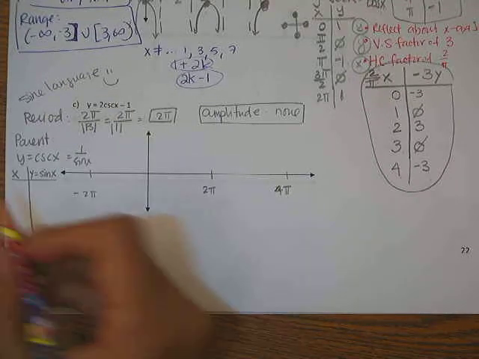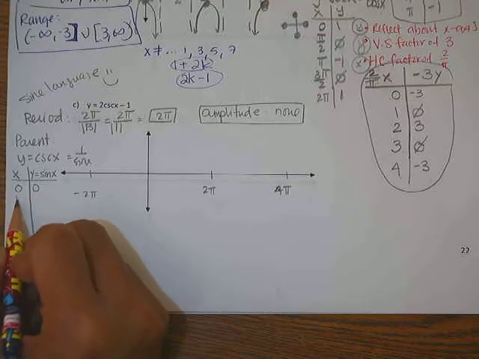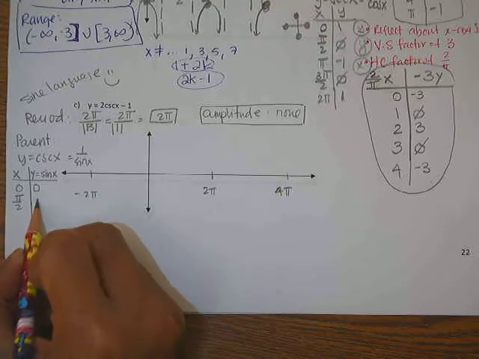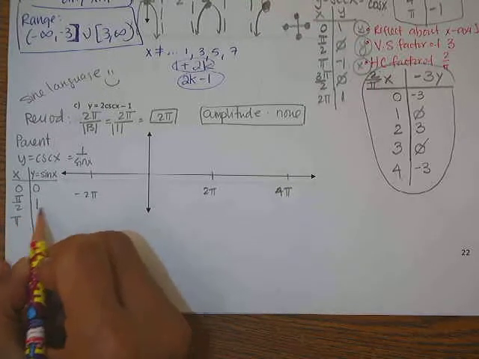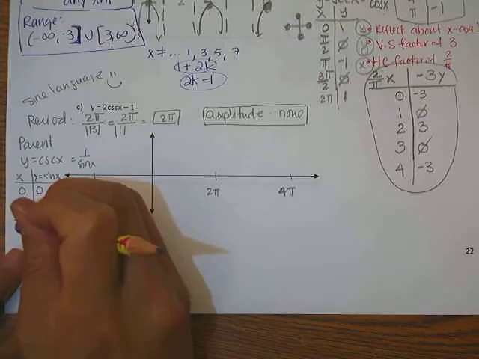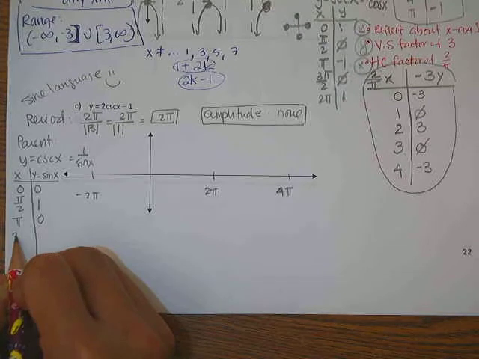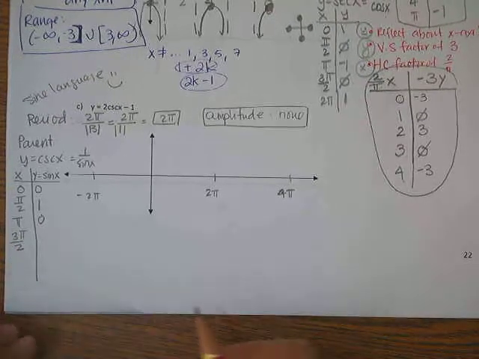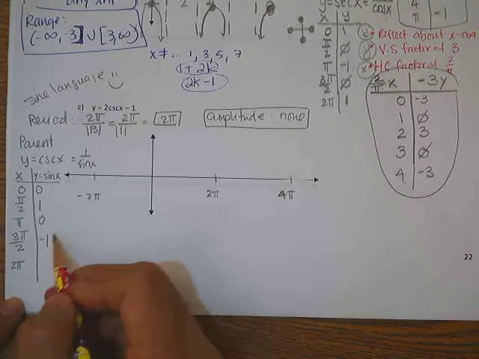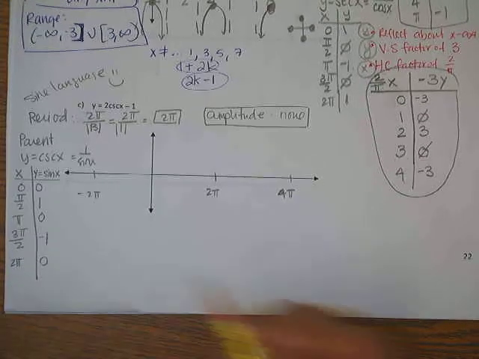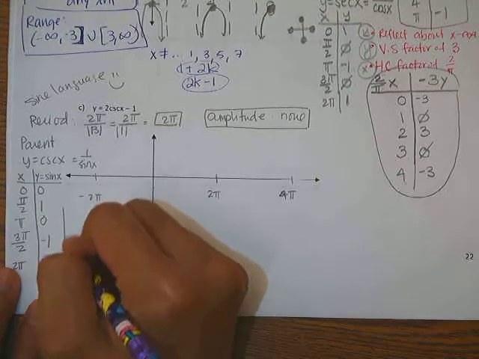So if I ask you when x is 0, what's sine of 0? You should be able to spit out 0. When x is pi over 2, what's sine of pi over 2? You should be able to say 1, just as fast as I'm saying it. And when x is pi, sine of pi is going to be 0. When x is 3 pi over 2, remember we need 5 inputs. Sine of 3 pi over 2 is negative 1. And when x is 2 pi, sine of 2 pi is back at 0. So that's the sine function. But remember, cosecant. So let's talk about this cosecant function, okay?